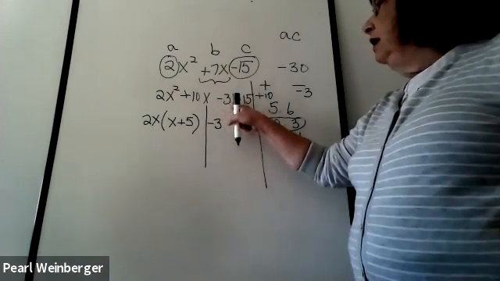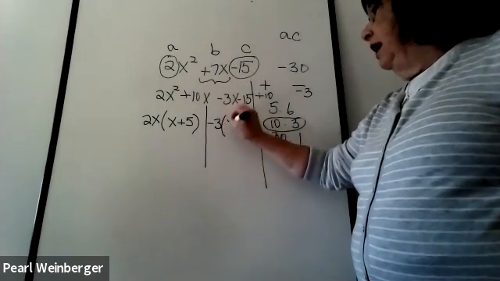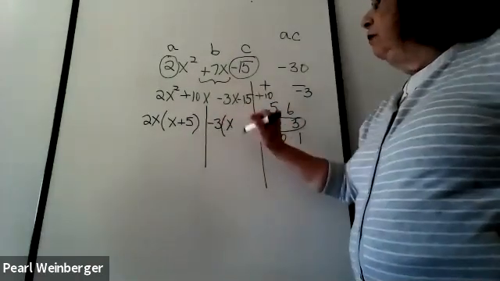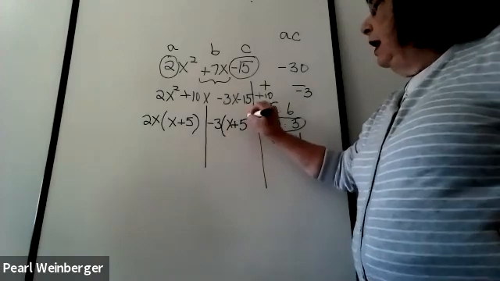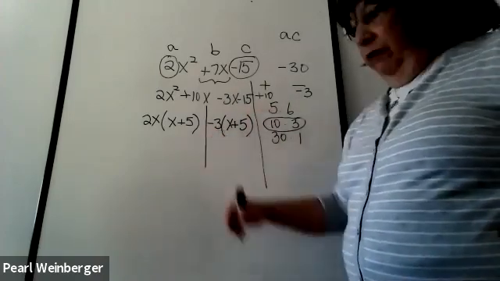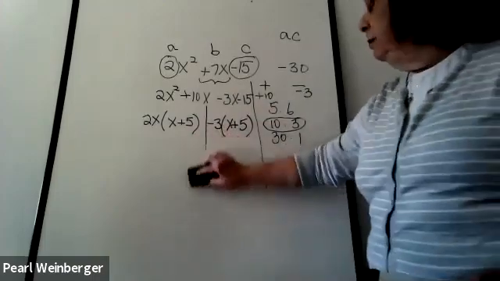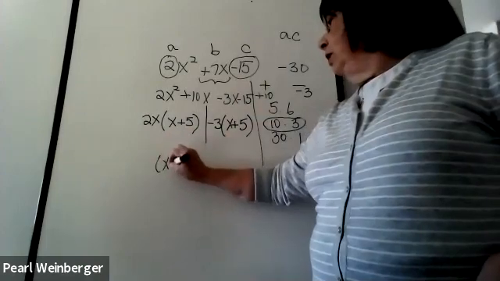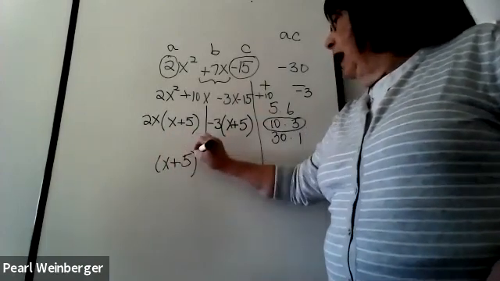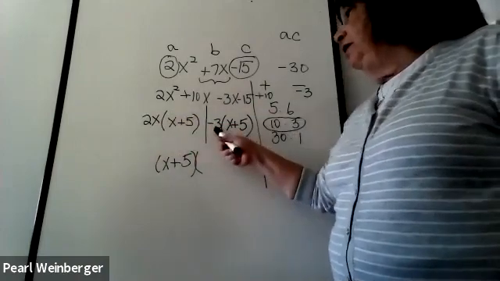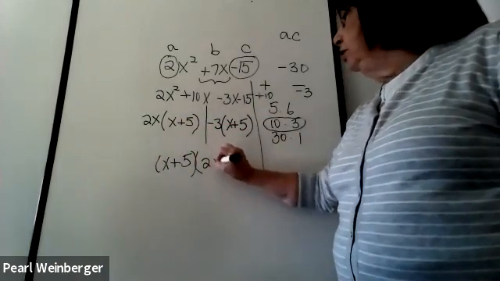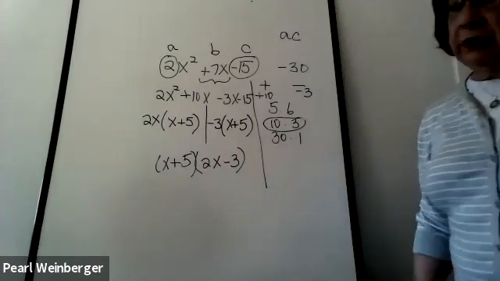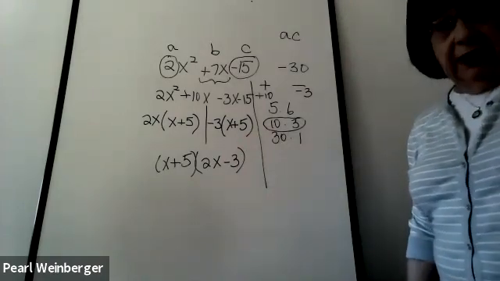So negative 3 into negative 3x leaves me the x. The negative 3's cancel out. And negative 15 divided by negative 3 gives me plus 5. And I see that my common binomial factor is x plus 5. So I put the x plus 5 in one parenthesis. And in my second parentheses, I take whatever is on the outside of those parentheses, which is a 2x and the minus 3.